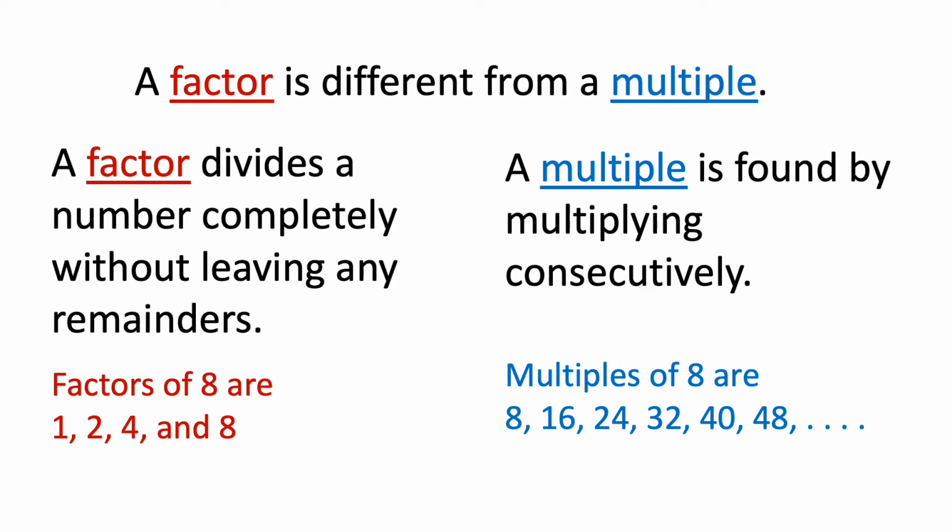So the multiples are found by multiplying consecutively. The multiples of 8 are 8, 16, 24, 32, 40, 48, etc. 8 times 1, 8 times 2, 8 times 3, and so on. So notice, there's infinite multiples, but there's a finite number of factors. Factors are found with division. Multiples are found with multiplication.